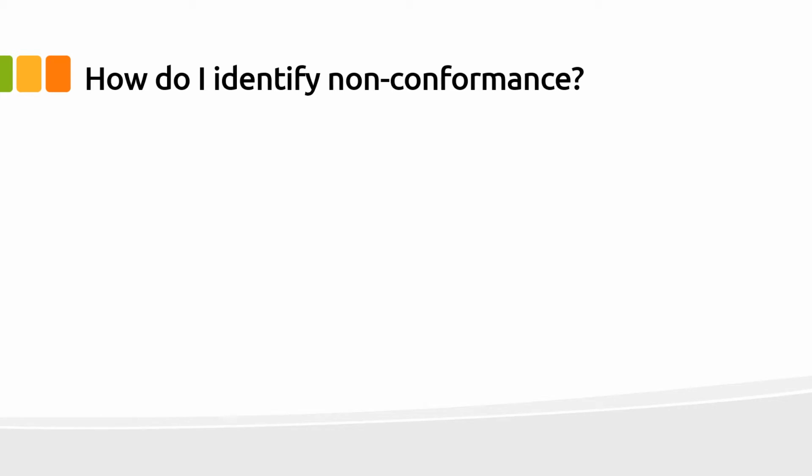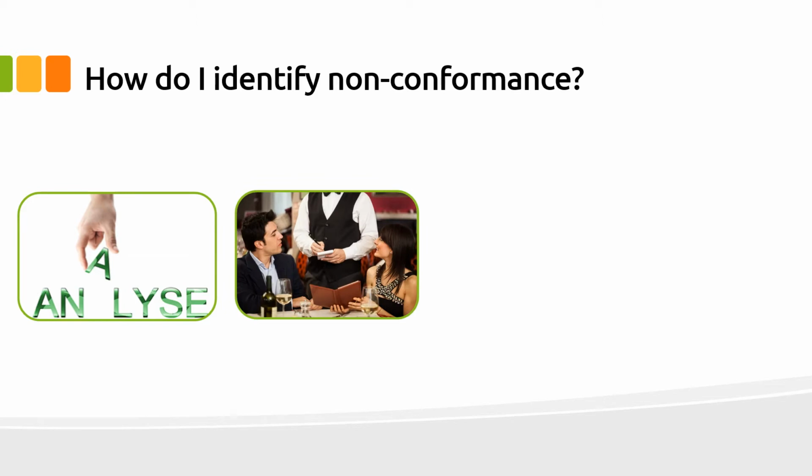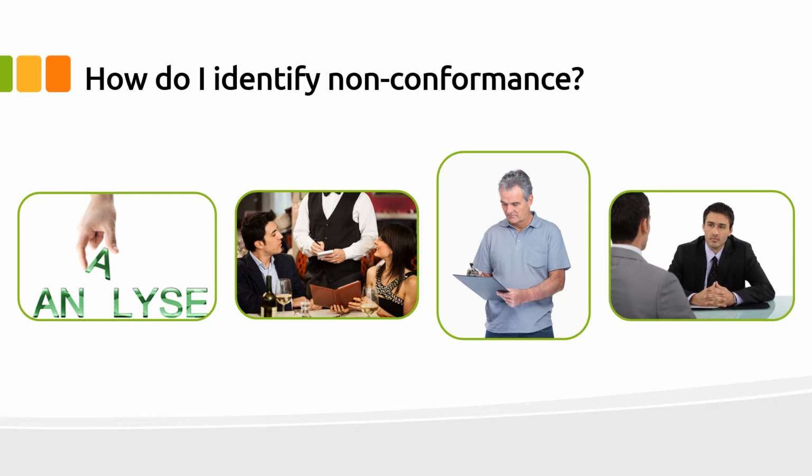You can identify non-conformance using any of the following methods: analysing monitoring forms such as check sheets and reports, customer complaints, observation of work practices, feedback from audits. We'll now look at each of these areas in more detail.